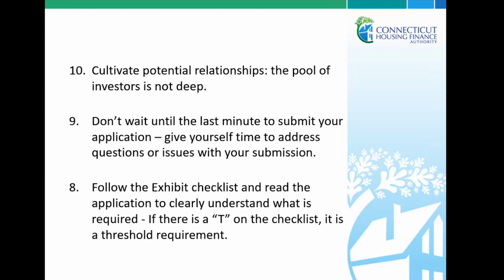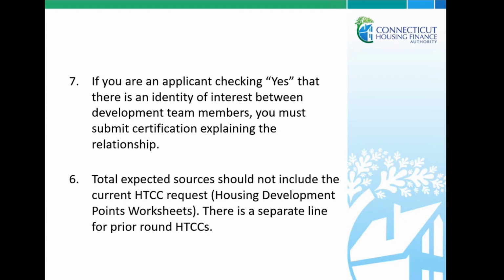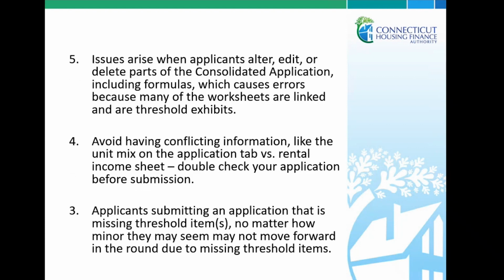Going to number 7, the next slide. If you are an applicant checking yes that there's an identity of interest between development team members, then you must submit a certification explaining what that relationship is. Number 6 is total expected sources should not include the current HTC request. There is a separate line item for prior rounds of HTCC.